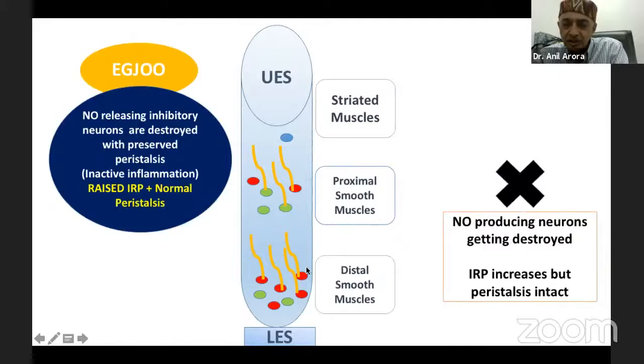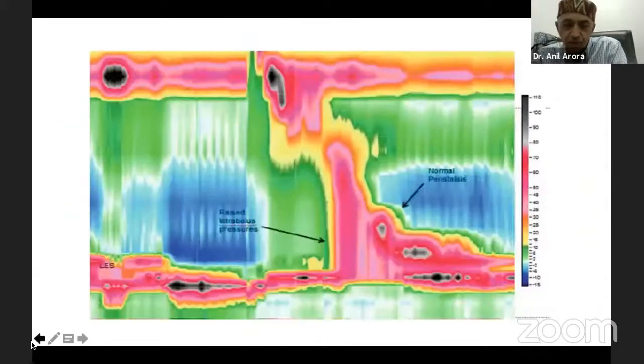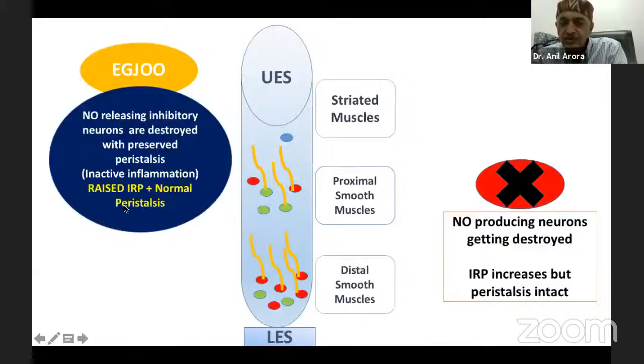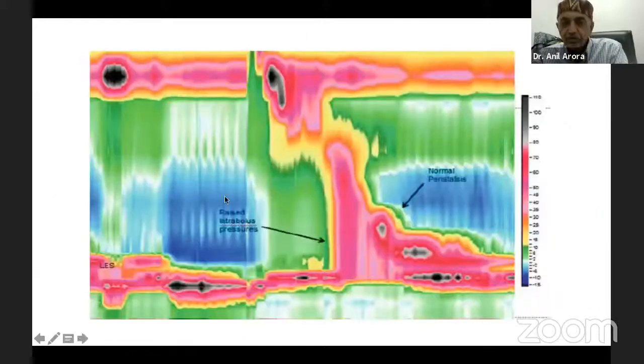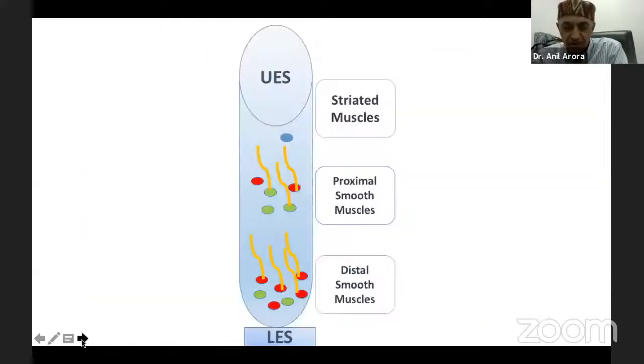That means this is a disease entity in which there is only destruction of the nitric oxide producing neurons in the LES. So the distal esophagus is spared, the proximal esophagus is spared, and striated muscle is spared. Typically you will have a patient who just has a raised IRP but normal peristalsis, which is understandable because this is intact, this is intact. So the problem lies in specific destruction of the nitric oxide producing neurons in the LES. This is the classical EGJOO. There is no relaxation of the lower esophageal sphincter, and peristalsis is maintained.